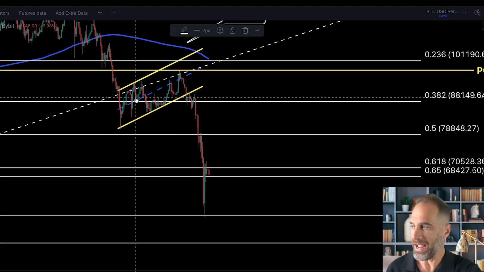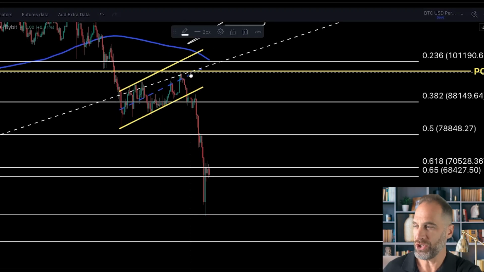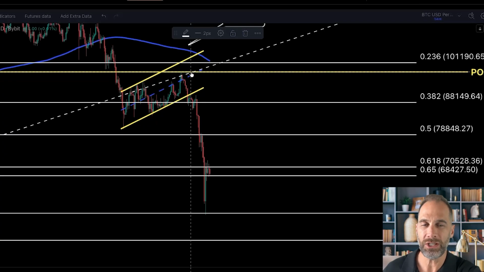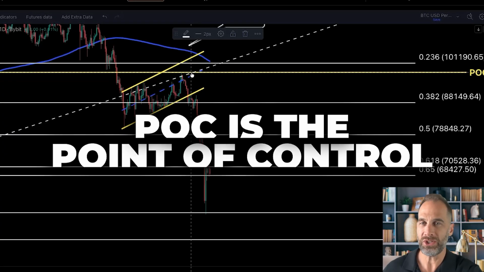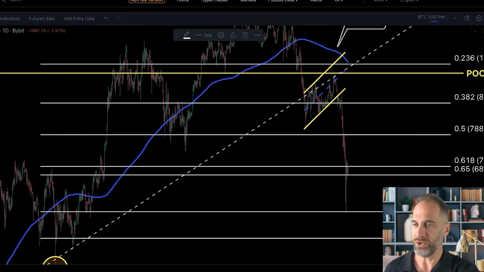So right now we had this bear flag on the daily chart. We had a rejection from this point up here. Now it's labeled POC. What is the POC? I'll let you know right now. The POC is the point of control. That's your other level of confluence you're going to add on your chart.